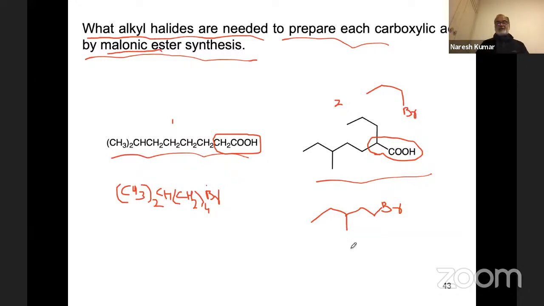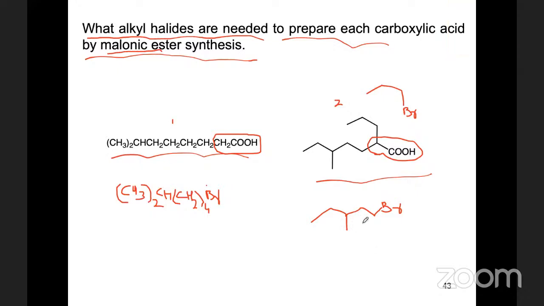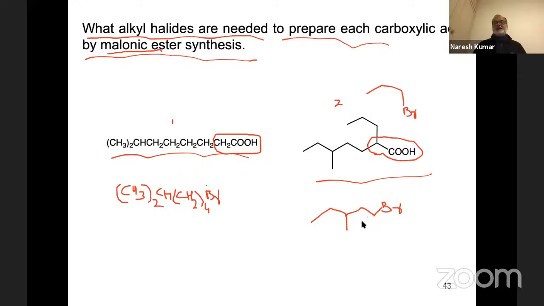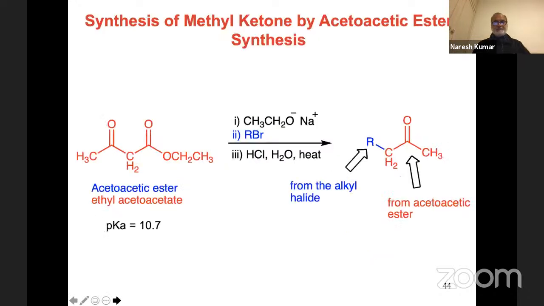You do sodium ethoxide, react it with one alkyl halide, then add second ethoxide, and then react it with the second alkyl halide, and hydrolyze and decarboxylate. And this is the product you get. It doesn't matter which order you do it in. You can react it with this bromide first and this bromide second, or this one first and the other one second. The product will be the same. I hope you all got that, but if you haven't, that's the answer.